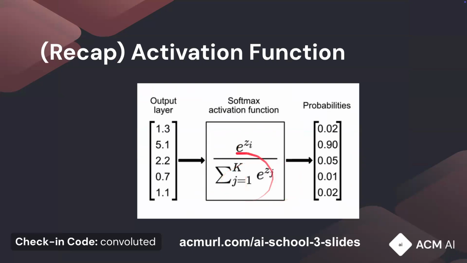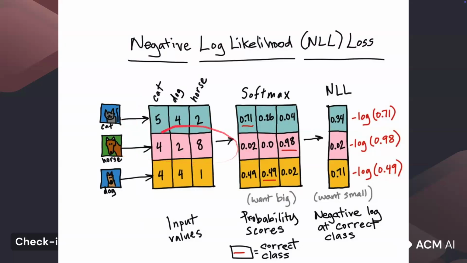And then for the denominator, so for example, for the case of the horse, here we have different scores like cat, dog, horse. And then we want to convert them to probabilities. We will have e to the power 4 plus e to the power 2 plus e to the power 8 as the denominator. So that will be really, really big compared to 4 plus 2 plus 8, which is 14. So it converts all these scores into the final probability values.